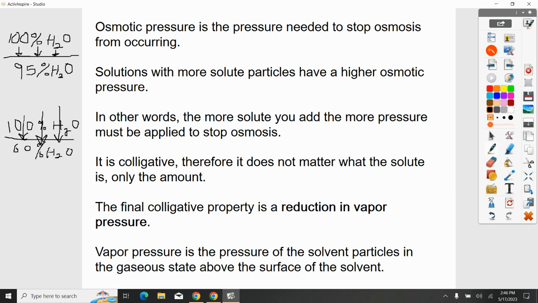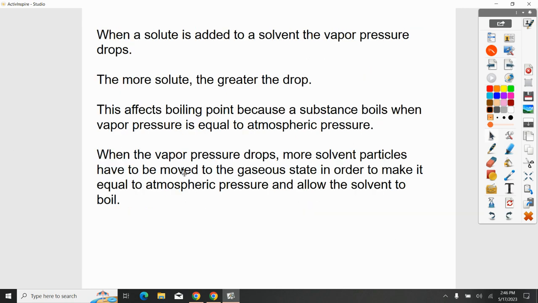The final of our colligative properties is vapor pressure. And vapor pressure is important because vapor pressure is related to the boiling point of the substance. And in fact, it is the vapor pressure change that is responsible for the boiling point elevation. Vapor pressure is the pressure of the solvent particles in the gaseous state above the surface of the solvent. It's produced by evaporation. Let me make a little drawing here.